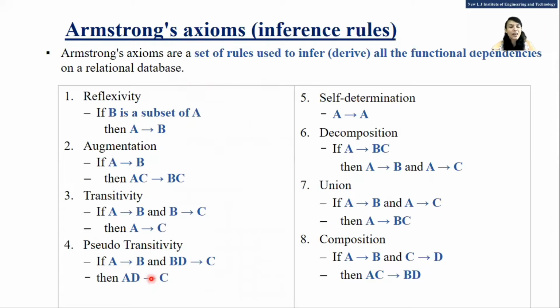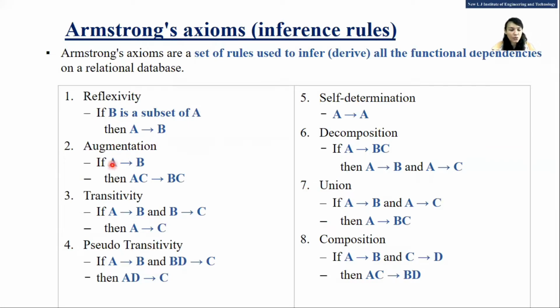So now next is Armstrong's axioms. What are Armstrong's axioms, or we can say inference rules? These are a set of rules used to derive all the functional dependencies on a relational database. Here the first rule we have is reflexivity. Suppose B is a subset of A, then we can say that A determines B. We already saw this in the trivial functional dependency.